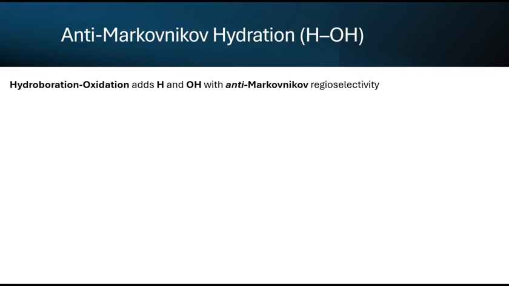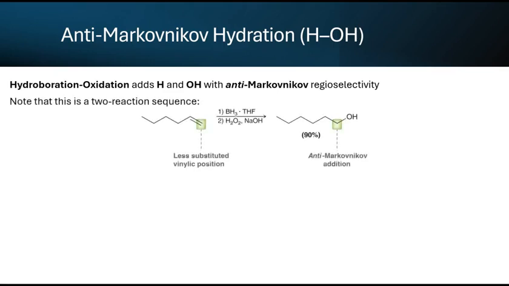Anti-Markovnikov hydration. Hydroboration oxidation adds H and OH with anti-Markovnikov regioselectivity. Note that this is also a two-reaction sequence. We have the addition of BH3 and THF, and then H2O2 and sodium hydroxide. With this set of reagents, we end up adding the OH to the less substituted carbon of the double bond, or end up with a primary alcohol that's the anti-Markovnikov addition product.